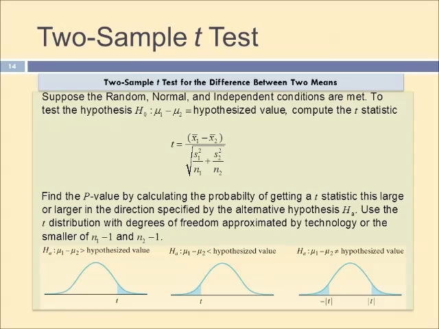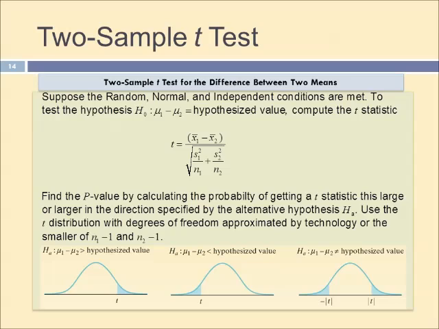Okay, now the two-sample t-test. So suppose the random, normal, and independent conditions are met. So to test the hypothesis that the difference between the population means is some hypothesized value, we'll compute the following t-statistic.